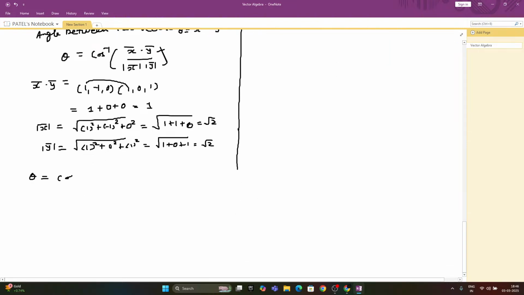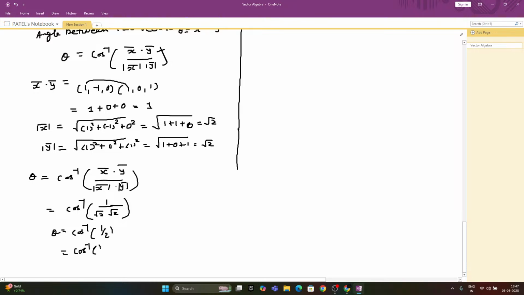So if we put it here, cos inverse of x bar dot y bar over mod of x bar times mod of y bar. Here the value of x bar dot y bar is 1, and mod x bar and mod y bar are each root 2, so it is cos inverse 1 by 2. So at what angle does cos give 1 by 2? We say cos gives 1 by 2 at 60 degrees. So theta equals cos inverse cos pi by 3. The cos and cos inverse cancel, and the remaining is pi by 3.